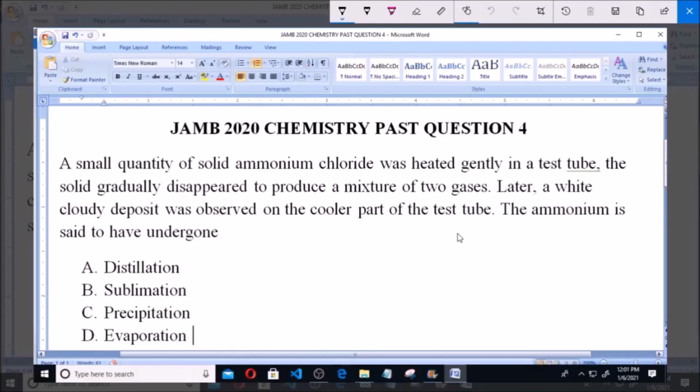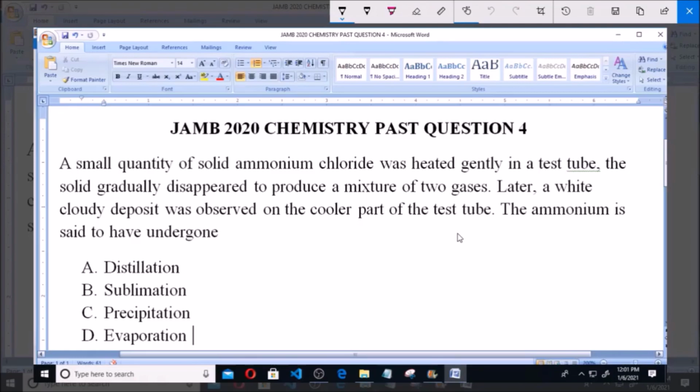Hello, good day, and welcome. I will be answering Jamb 2020 Chemistry Past Question 4. A small quantity of solid ammonium chloride was heated gently in a test tube. The solid gradually disappeared to produce a mixture of 2 gases. Later, a white, cloudy deposit was observed on the collar part of the test tube.